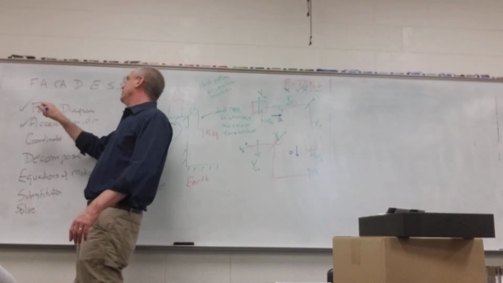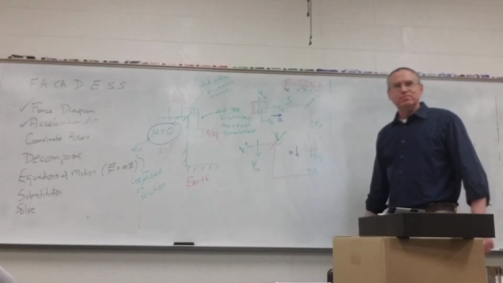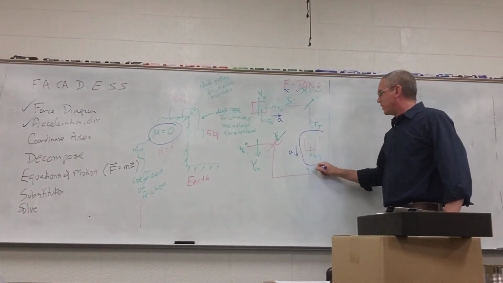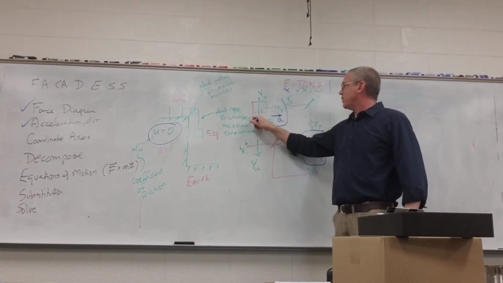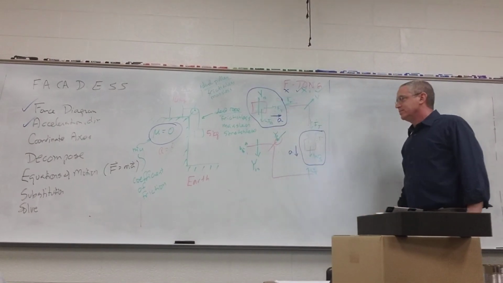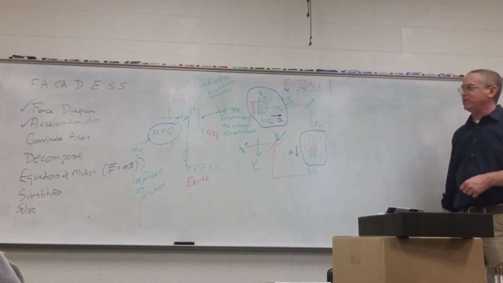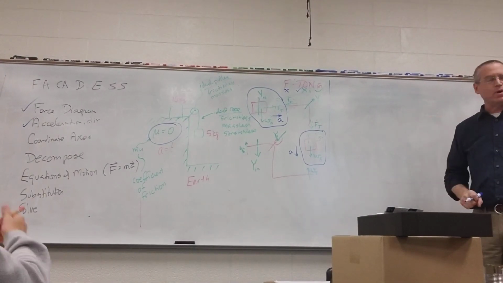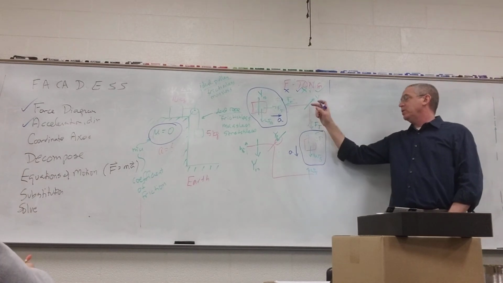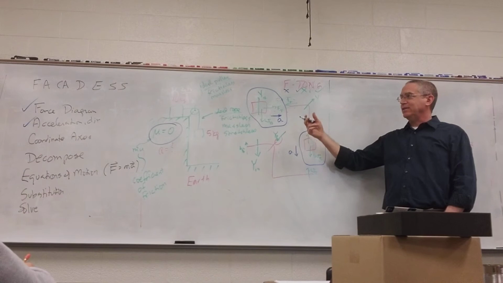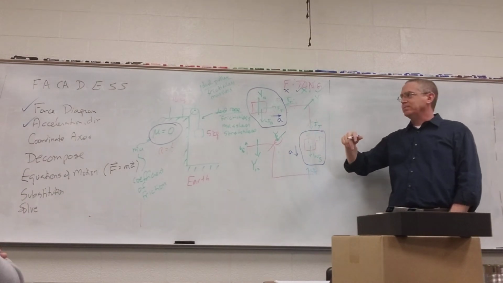That's done. Coordinate axes. We have two different masses in play here. What I care about is this mass right here, and this mass right here. I don't care about the ground in terms of doing the analysis, because I'm asking about the acceleration of the masses. The rope is massless, so it's hard to plug a massless object into F equals ma.